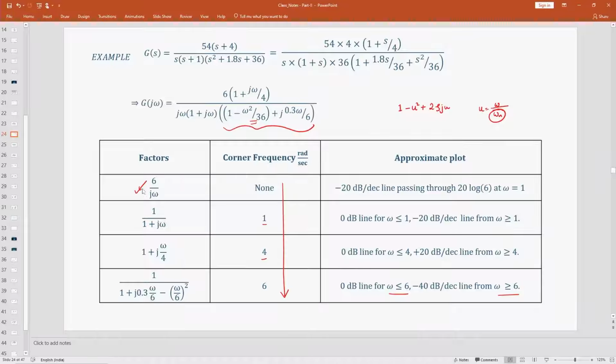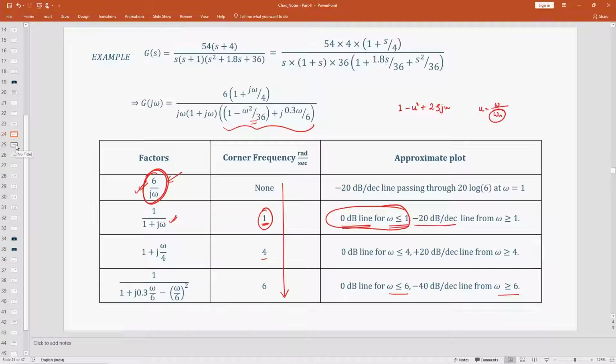Now, you see this we have already drawn. Now, we will go to corner frequency 1. At corner frequency 1, for omega less than or equal to 1, we have a 0 dB line, which means this factor is not influencing the magnitude at omega less than or equal to 1. So, for omega less than or equal to 1, there will be no change to the plot that we drew because of this 6 by j omega factor. Now, for omega greater than or equal to 1, there will be a minus 20 dB per decade slope.